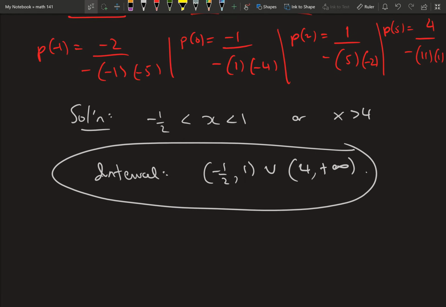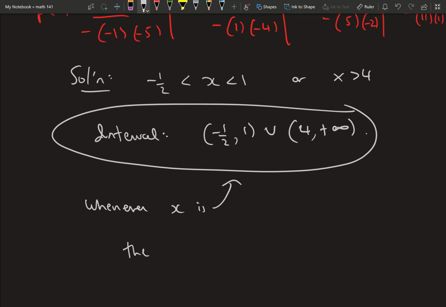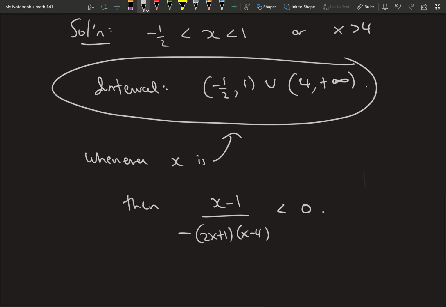So again, what does it say? Whenever x is somewhere either between -1/2 and 1 or beyond 4, then the expression x minus 1 over -2x plus 1 times x minus 4, this is less than 0. Okay, that's what this whole thing is saying.